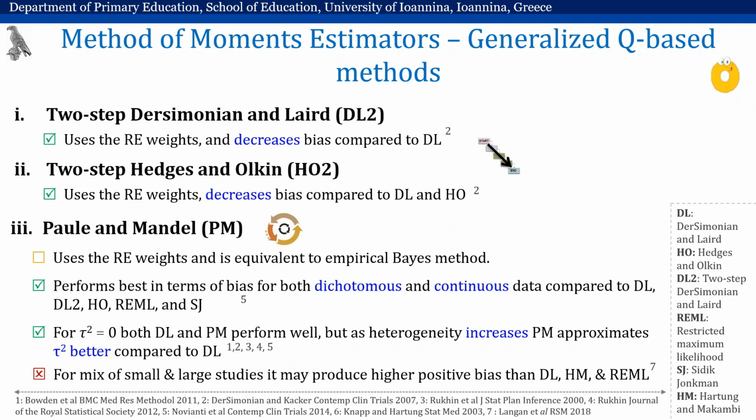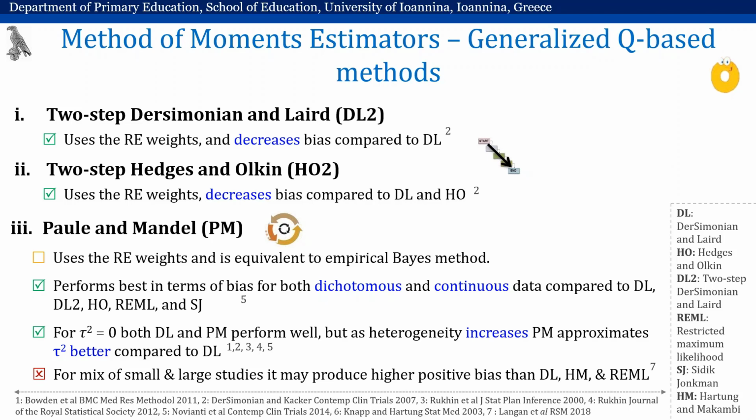Now, the next three estimators belong to the generalized Q-based method of moments estimators, and they may include the 0 value. So we have the two-step DerSimonian and Laird, the two-step Hedges and Olkin, and the Paule and Mandel methods. For the first two methods, it has been shown that they decrease bias compared to the one-step DerSimonian and Laird and Hedges and Olkin methods.